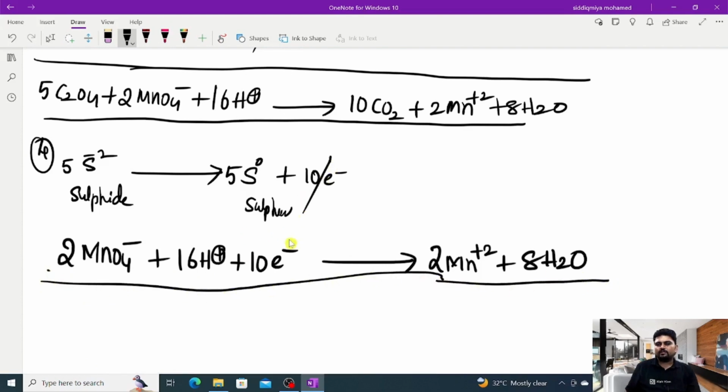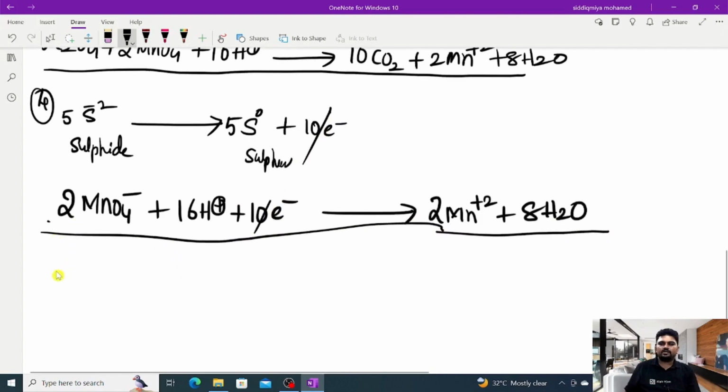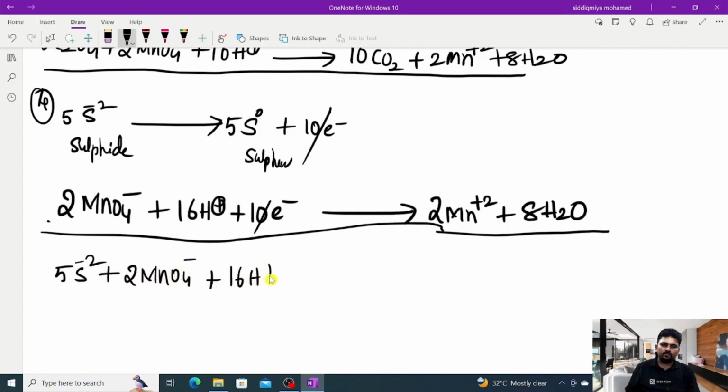10 electrons will get cancelled. So you will get 5 sulfide ions plus 2 MnO4 minus plus 16H plus will be converted into 5 sulfur plus 2 Mn 2 plus plus 8H2O.